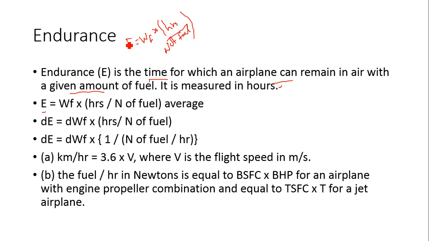So for finding the whole thing, in the same manner we will be taking a small endurance, that is dE equal to dWf into hours per newton of fuel. In the same manner here also, for kilometer per hour we can put 3.6 into V, and the fuel per hour in newtons is equal to BSFC into BHP. Same thing for engine powered, and for thrust jet powered airplanes, it is TSFC into T.